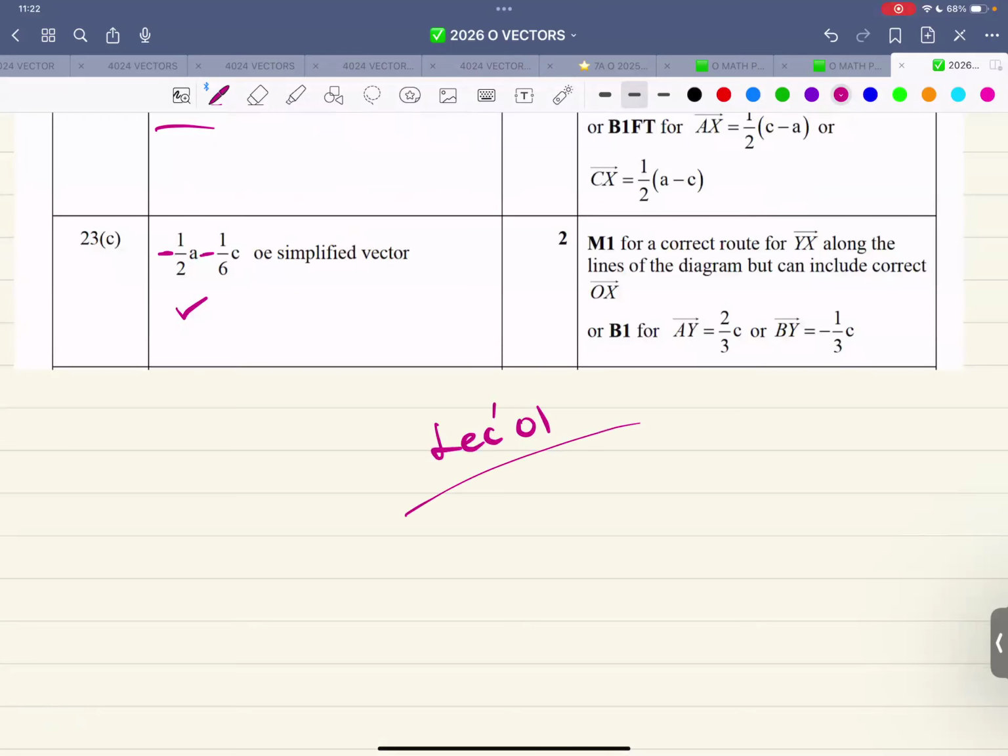That is lecture number 1 of vectors. Hope you have enjoyed it all, and I have been successful in making this difficult topic easy for you all. Take care, everyone.